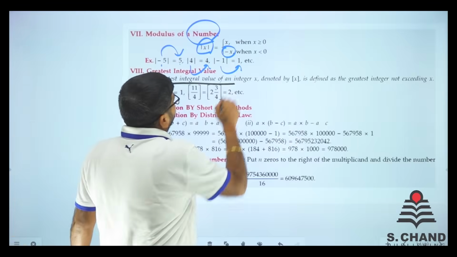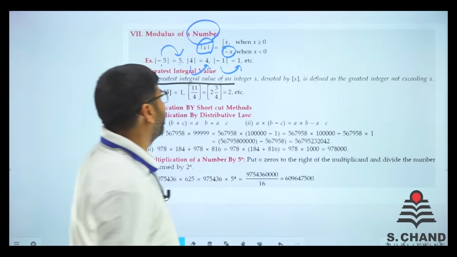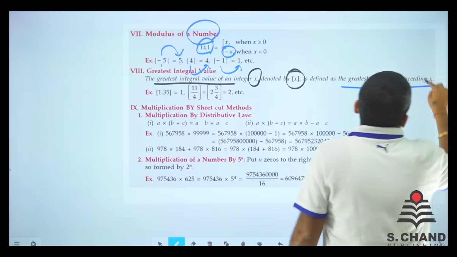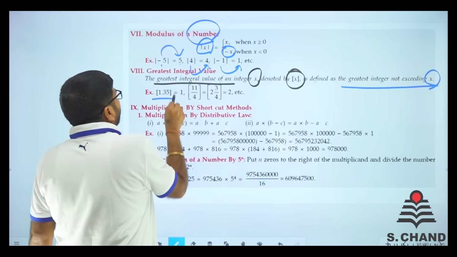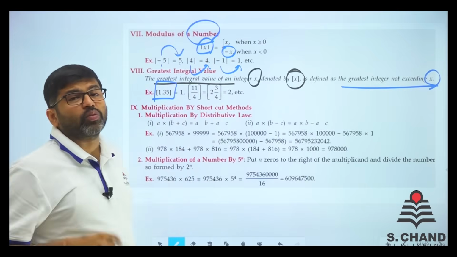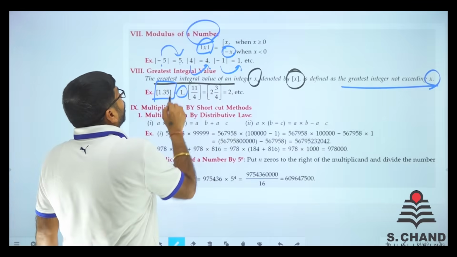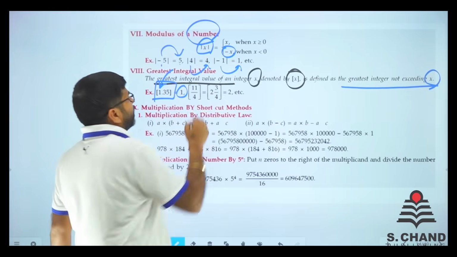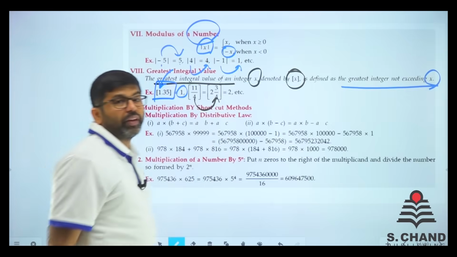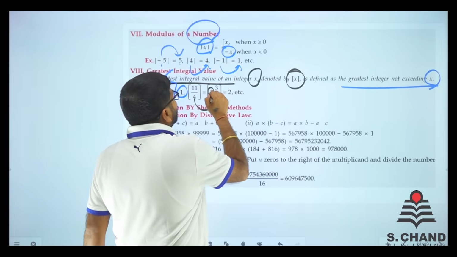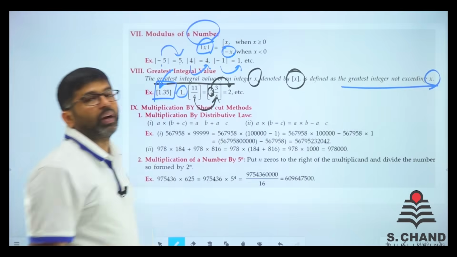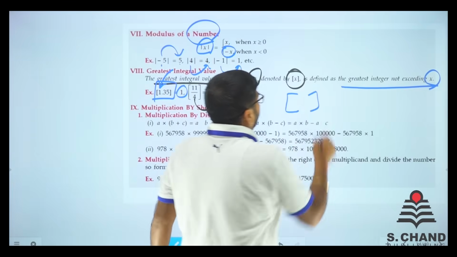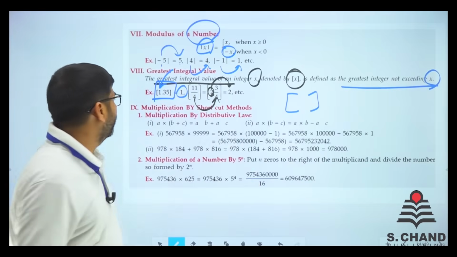The greatest integral value of an integer x, denoted by [x], is defined as the greatest integer not exceeding x. Simple. 1.35. So 1.35, what is the greatest integral number? That is 1, because we will take only the integer part and not the decimal part. Say for example 11 by 4, it can be written as 2 and 3 by 4. So the greatest integral number is 2, because we just don't want the point part. So leaving all the decimal part, this bracket denotes the greatest integral number.